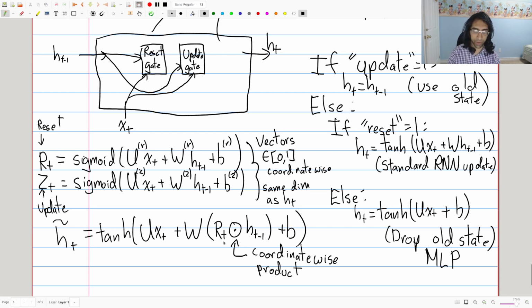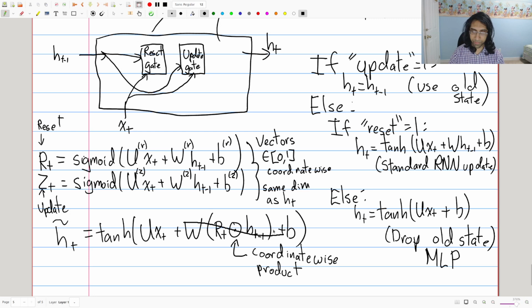Let's take a look at what happens at the extremes, to see how this matches up with what I told you before. Suppose r_t is all zeros. That is, we totally zero out this vector h_t. That corresponds to reset being 0. If you set r to be all zeros, then this term disappears, and it just becomes U x_t plus b, which is exactly what we have here.